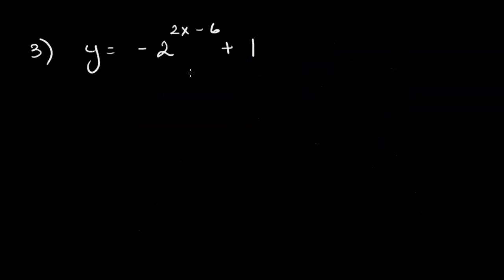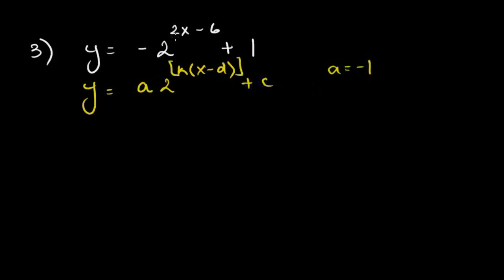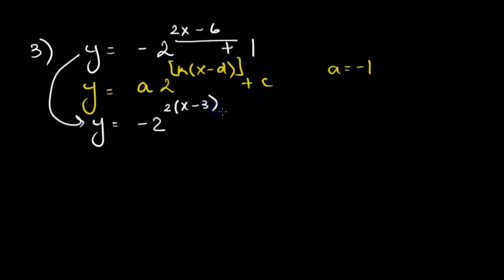Let's see how to write the domain and range when it is an exponential function. We have y equals a times 2 to the power of k(x minus d) plus c. So our a is going to be equal to -1. K has to be factored out, so our first step for this equation is to factor k out. So 2 is going to be factored out of x and d, and we get x minus 3 in the bracket plus 1. Now we have a equal to -1, k equal to 2, d equal to 3, and c equal to 1.